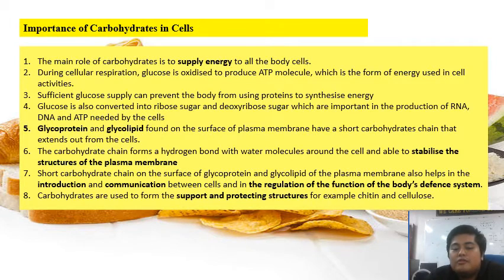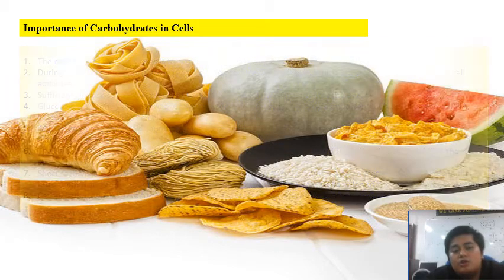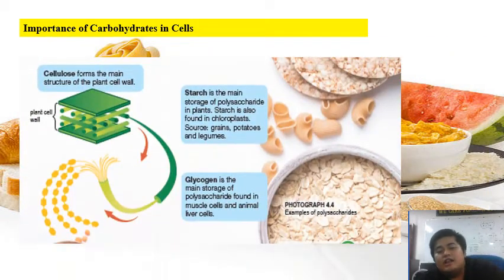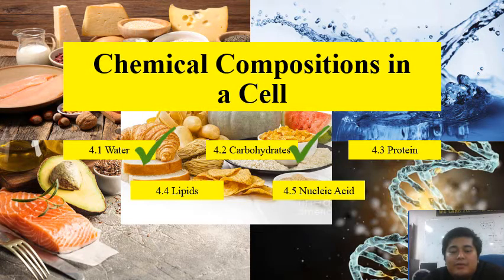Carbohydrate also used in the form of to support and protecting structures such as in chitin and cellulose. Chitin jumpa kat mana? Dekat serangga. Cellulose jumpa kat mana? Dekat tumbuhan. So importance dia lagi. So inilah dia punya kepentingan. So tamatlah kita punya karbohidrat.